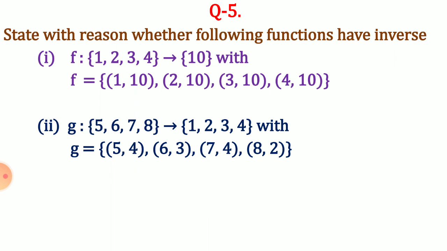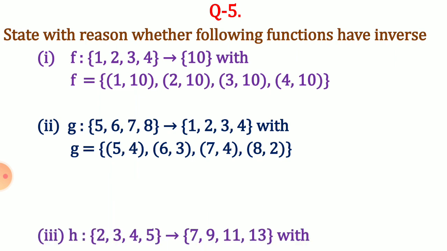But here, the range of function g is {4, 3, 2}. The range of g is not equal to the codomain of g, so g is not an onto function. Therefore g is not one-one and onto, so g inverse does not exist.